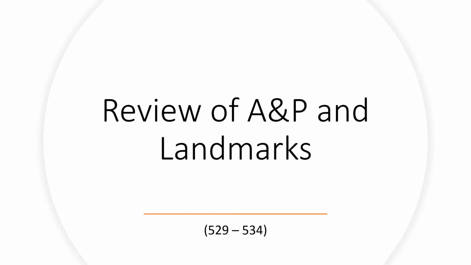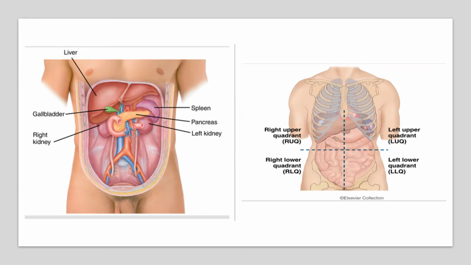First, we're going to cover a review of A&P and landmarks, and I noted on this slide that the pages are 529 to 534 in your textbook. There's also a video posted in Blackboard that is a good review of the gastrointestinal system anatomy and physiology. The internal organs of the abdomen are known as viscera. The organs that maintain a solid shape are solid viscera. These include the liver, pancreas, spleen, adrenal glands, kidneys, ovaries, and uterus.